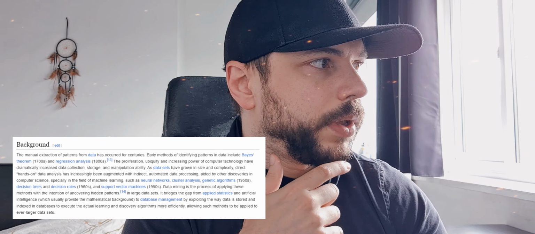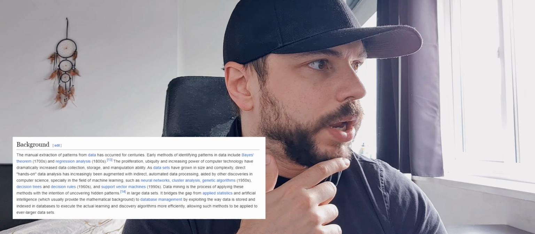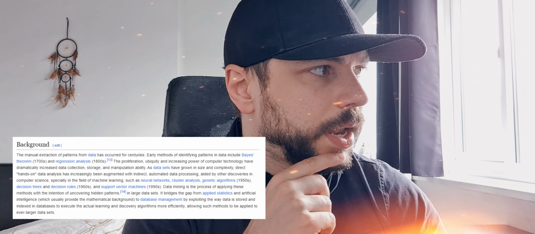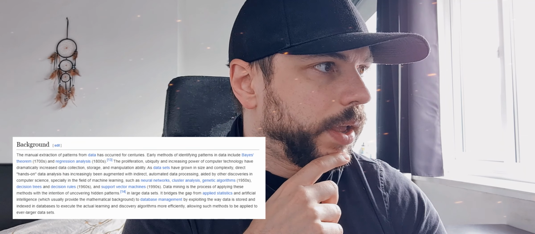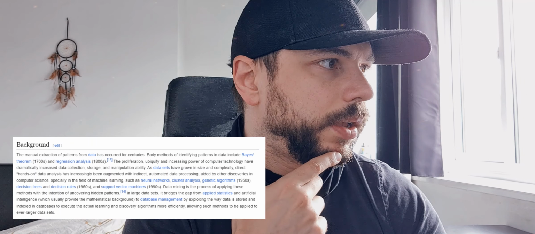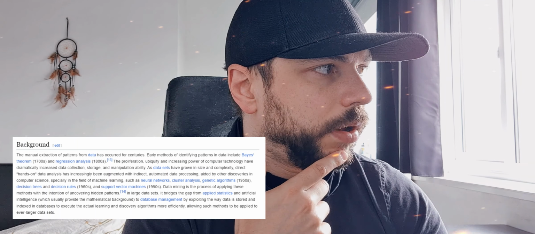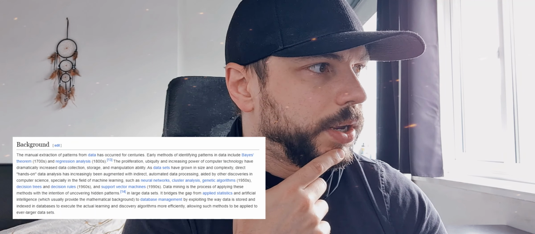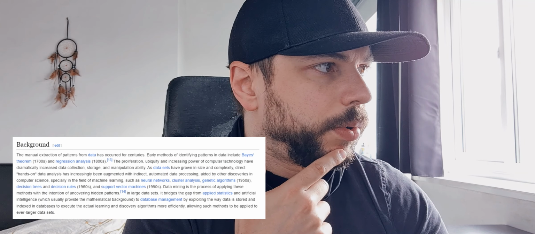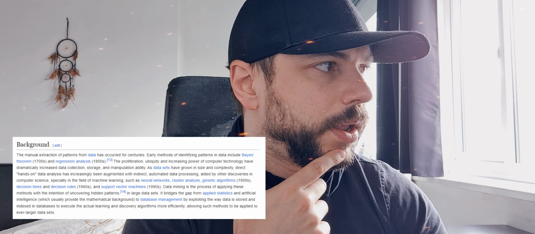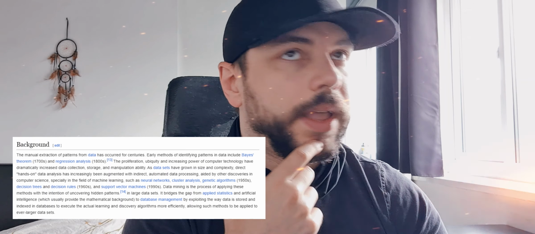The proliferation, ubiquity, and increasing power of computer technology have dramatically increased data collection, storage, and manipulation ability. As data sets have grown in size and complexity, direct hands-on data analysis has increasingly been augmented with indirect, automated data processing, aided by other discoveries such as decision trees, decision rules, and support vector machines. We can stop there for a second. So that would be potentially how things can be improved when it comes to decision making.